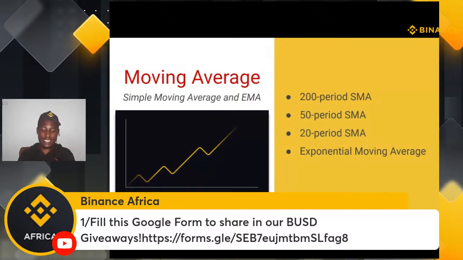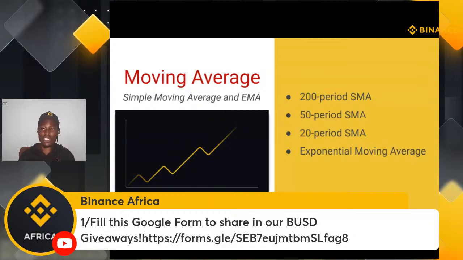However, if the 50 SMA is crossing the 200 SMA from down to up, that's a golden cross, which might indicate an approaching bullish market. So for traders who can identify that, it helps them spot a good entry position into a crypto asset.